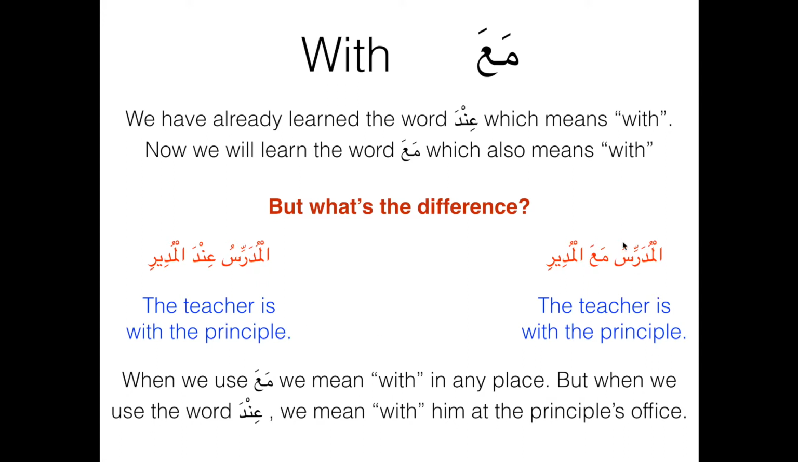What's the difference? Ma'a means that the teacher is with the principal at any location. He can be in the mosque, in the marketplace, at his home, wherever. When you say المدرس عند المدير, that the teacher is with the principal, meaning that he's with the principal at his location, at his office. So the principal's office, he's there.